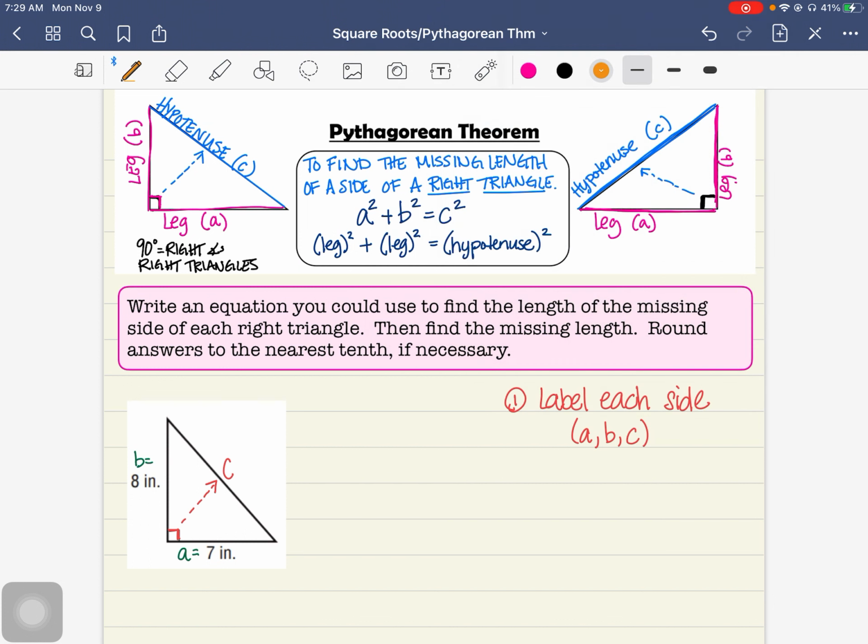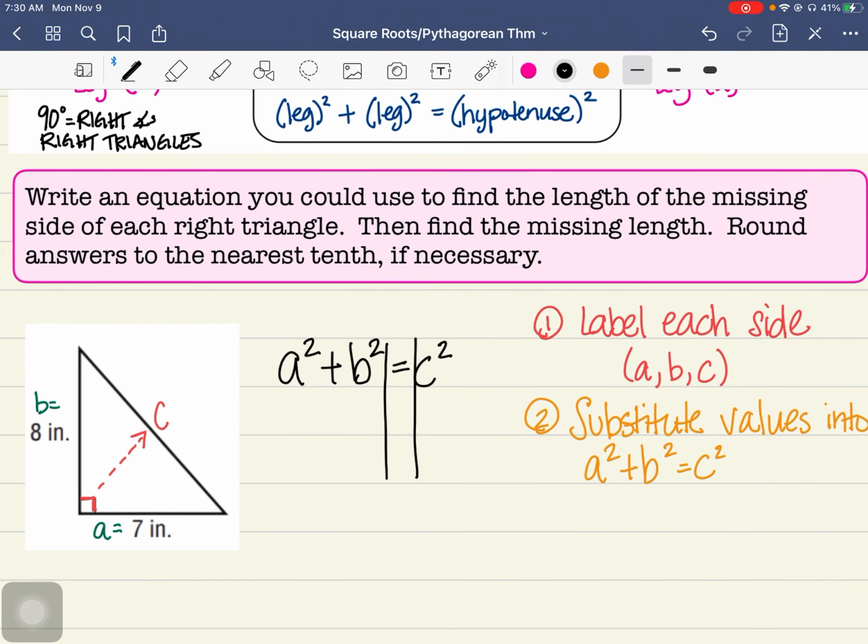Let's go with orange. So the second thing we're going to do is substitute values into a squared plus b squared equals c squared. Substitute just means put the numbers in where the letters or the variables are. So always start by writing a squared plus b squared equals c squared, because that's what we're starting with. And since we are going to be solving an equation, I'm going to put those lines in there like we have been doing. And so we want to substitute in.